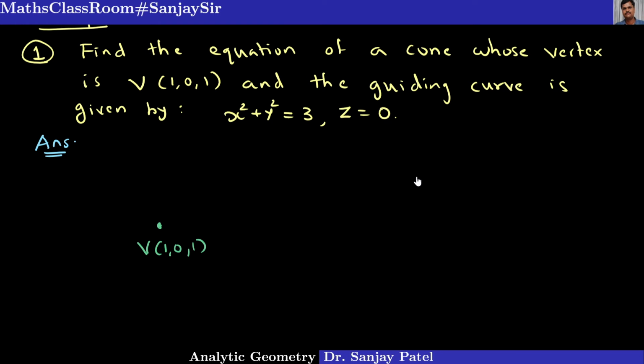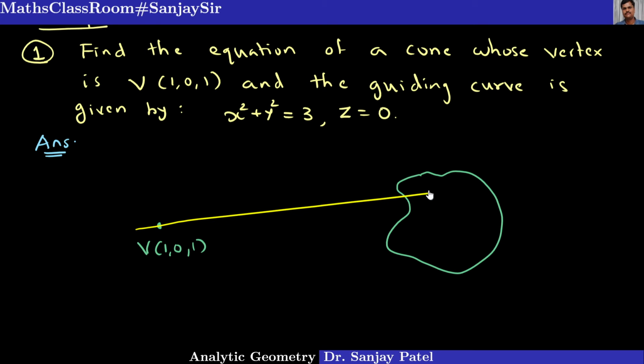So here the vertex is V(1,0,1) and the intersection of this cylinder and this plane is given. Let us assume that it is some curve like this, and we want to find the equation of the cone which is generated by revolving a line passing through V and intersecting this curve. So this curve is actually the curve given by the equation x square plus y square is equal to 3, z equal to 0. This is the equation of the curve C.